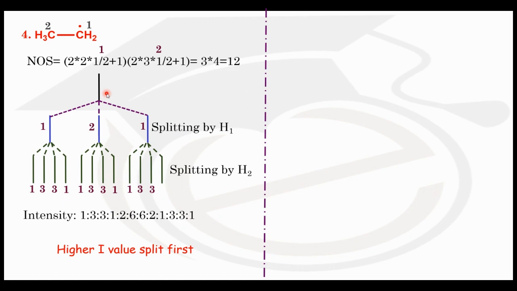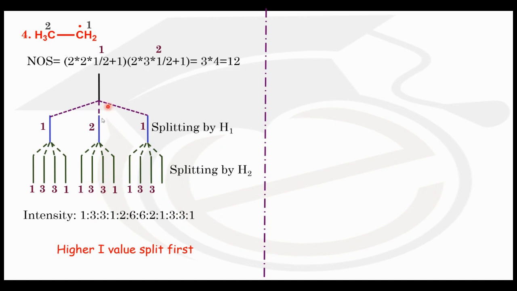Okay, and now what? The ESR signal is split by the first hydrogen into 3, and the ratio is 1:2:1, and each signal is split by the second hydrogen in the ratio 1:3:3:1. Now the overall intensity: here it is 1, so we can write the first 4 as such, 1:3:3:1.